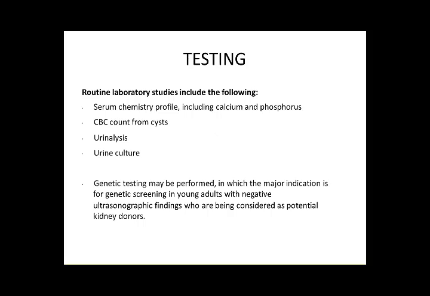Routine laboratory studies include serum calcium, phosphorus level, and CBC count from a cyst or CBC count from a blood. Both are important. If the CBC count in a cyst is increased, you can say a patient has a hemorrhagic cyst. If the blood shows increased hemoglobin, it may be due to a high excretion of erythropoietin in a cyst, which can lead to polycythemia, or the patient may have anemia.